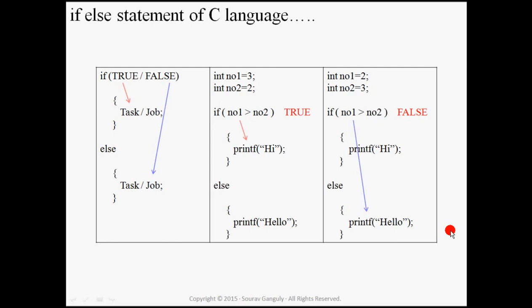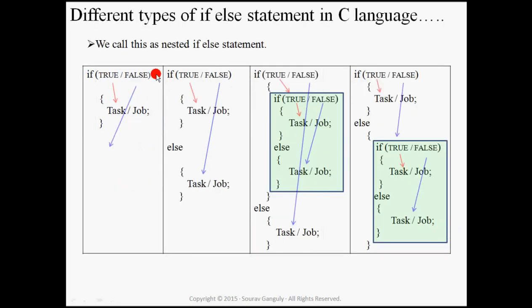Now come to the next section. Here we will discuss different types of if-else statement. Sometimes we call this a nested if-else statement. Suppose this if statement has a condition. If this condition becomes true, then this section will execute. If it is false, then the cursor comes directly here. Here we did not use any else section, so no work will be done against this false.